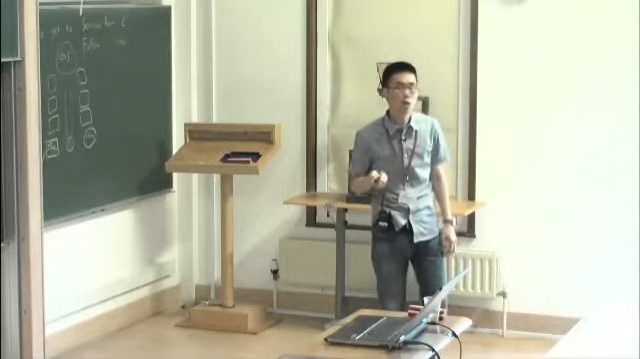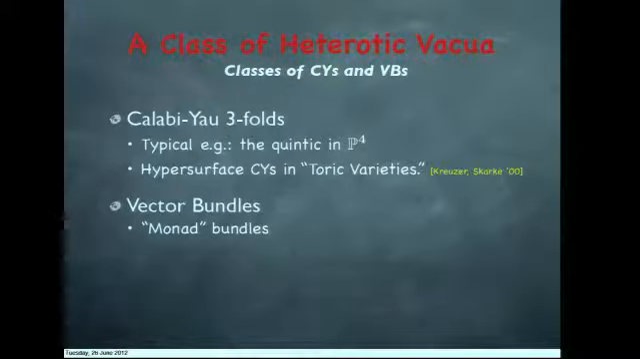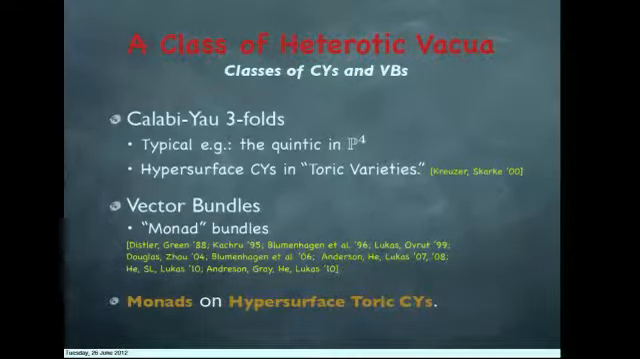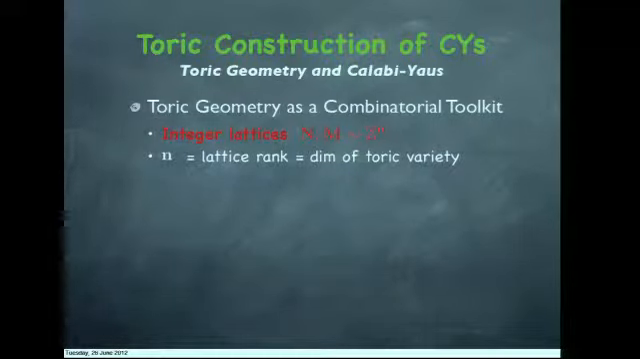As for the vector bundles, we will construct monad vector bundles, which have been studied by many papers in the context of string model building. We believe that they form a large class of holomorphic vector bundles on a given projective variety. So basically, the vector bundles we will be constructing are monad bundles on hypersurface toric Calabi Yau threefolds. So let me now move on to a bit of details about the two constructions. I'll start with the Calabi Yau side of the story.